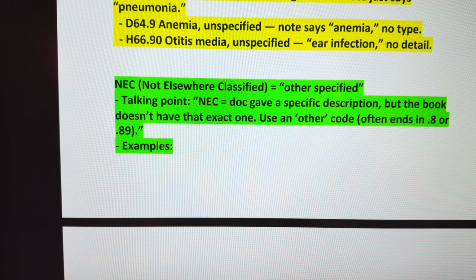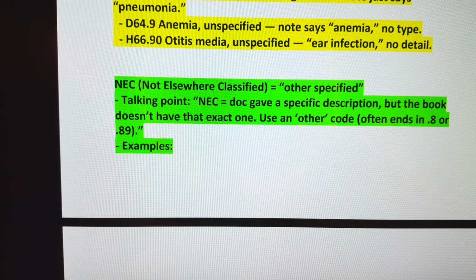Anemia. The note just says anemia. No type, no pernicious anemia, no acute blood loss anemia. The doctor just wrote anemia, right? We're going to code that to D64.9.